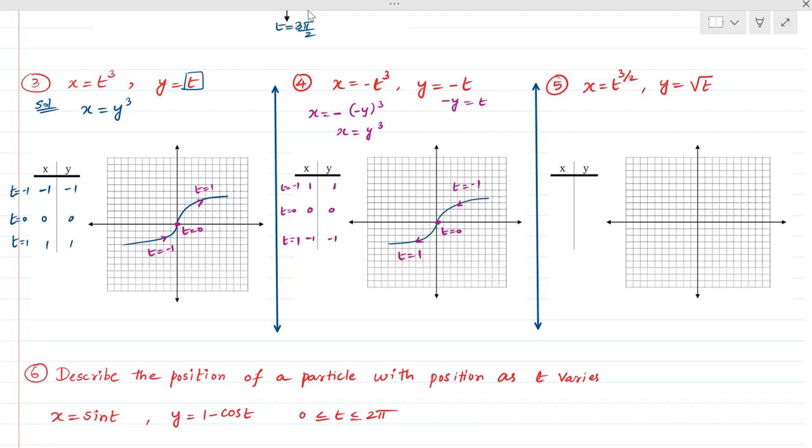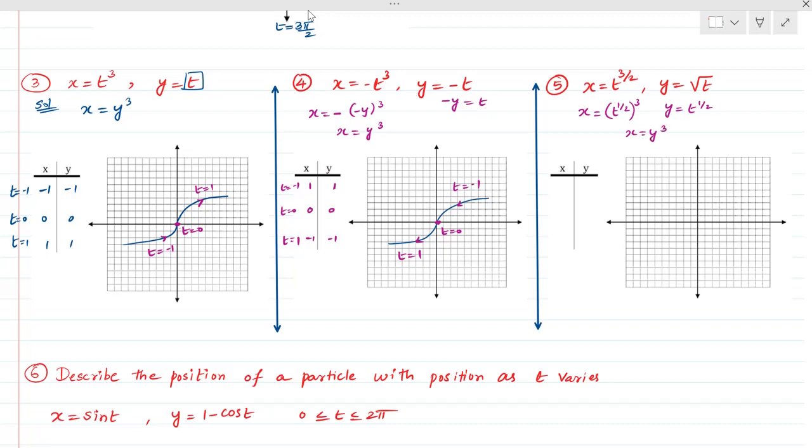And here the same thing, I will write it here. So by eliminating, you will get y to the power 1 over 3, and x to the power 1 over 2 to the power 3. So therefore x is equal to y to the power 3.